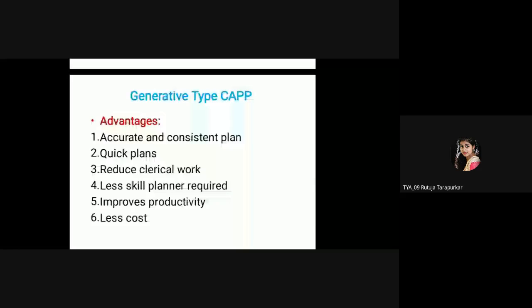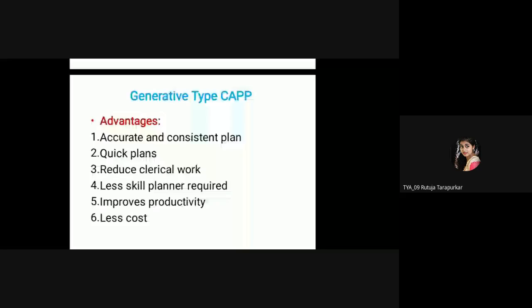And second, the quick plans, which means we are developing CAPP before manufacturing, so it will be quick. Then it reduces clerical work, whatever is done from the human side, the labor side in industry. So a less skilled planner is required. Due to the CAPP, there is no requirement for further making a plan for the manufacturing. So for that purpose, the requirement of the skilled planner is reduced.